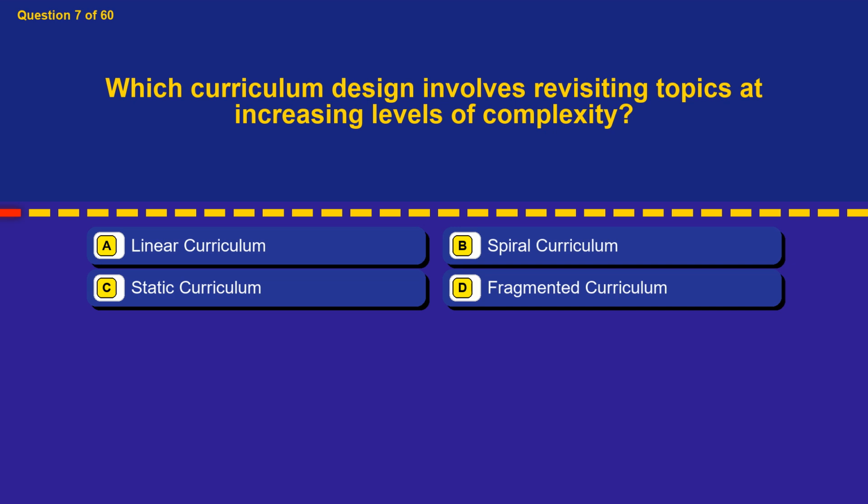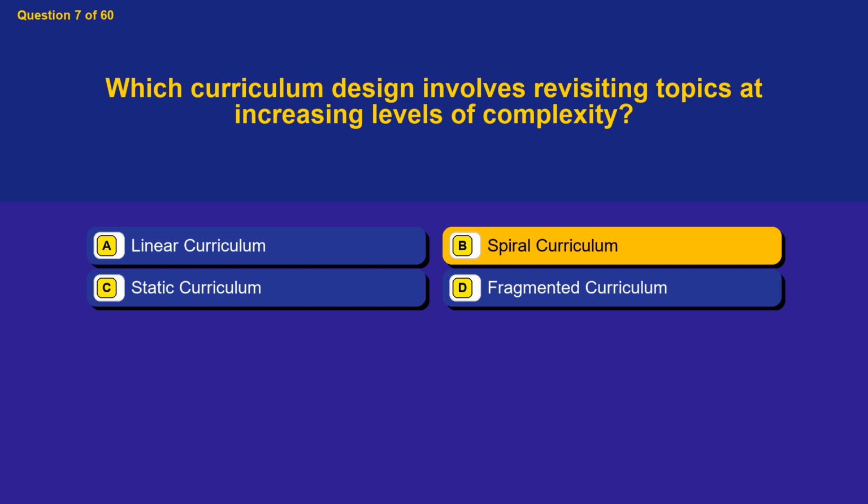Question 7. Which curriculum design involves revisiting topics at increasing levels of complexity? Option A, linear curriculum. Option B, spiral curriculum. Option C, static curriculum. Option D, a fragmented curriculum.